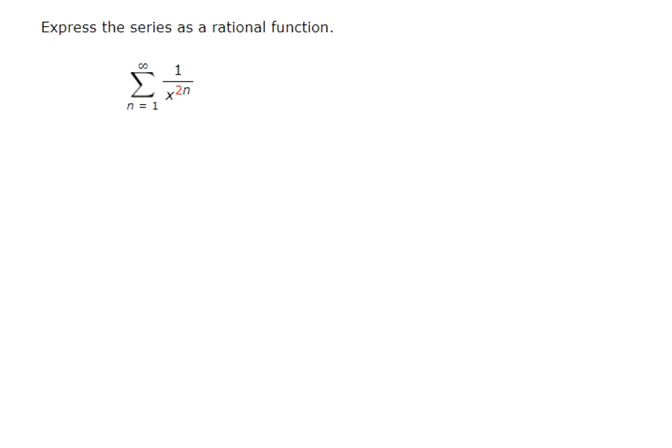We're supposed to express this series as a rational function. So a rational function would be like 1 over 1 minus x. The power series we worked a lot with in this chapter has been from n equals 0. That's important because it's a little bit different there, okay? From n equals 0 to infinity, x to the nth, that can be rewritten as a rational function.